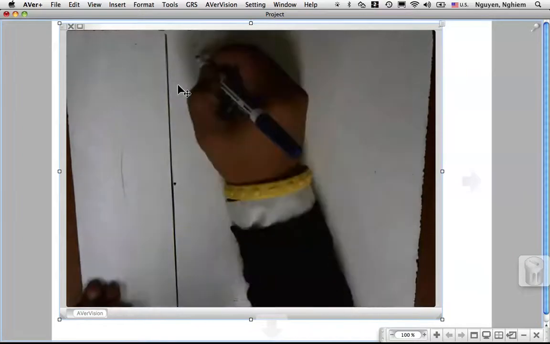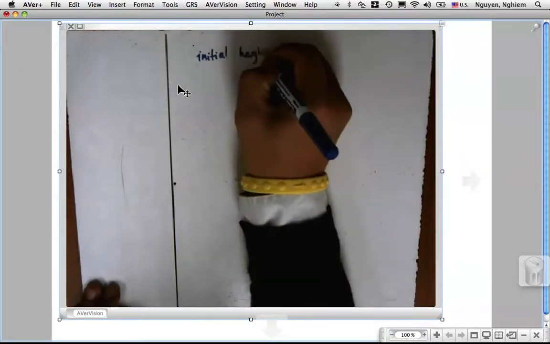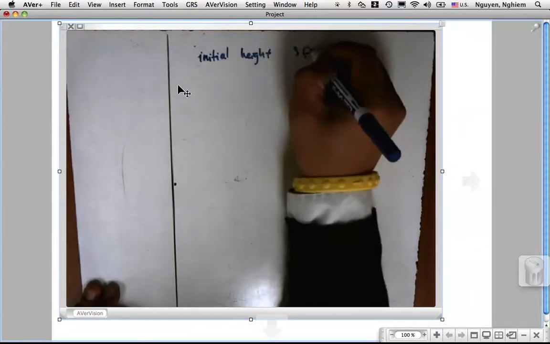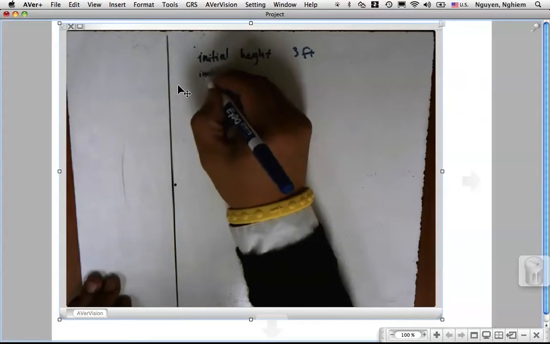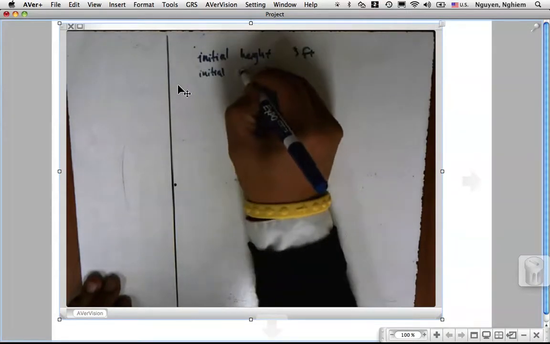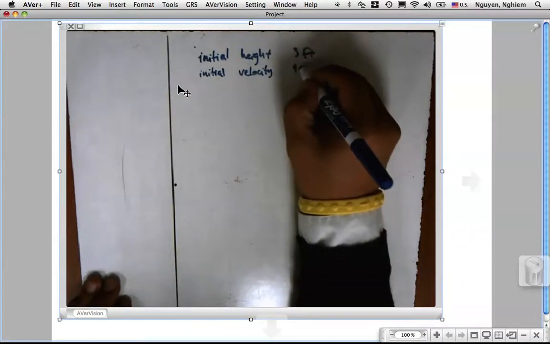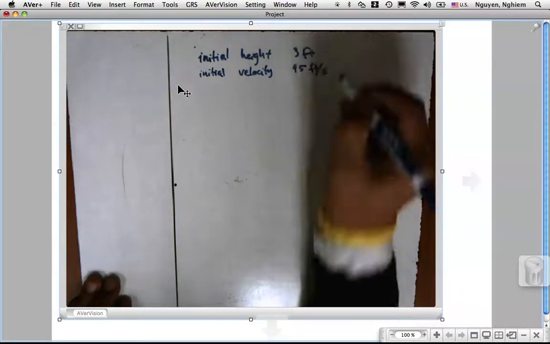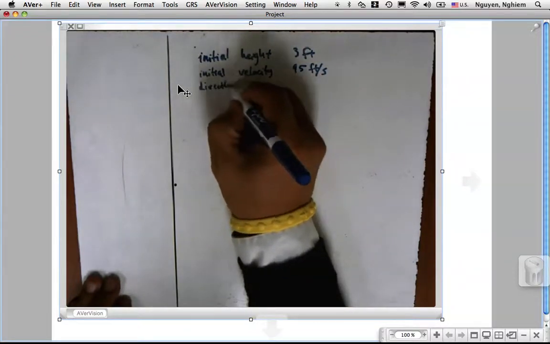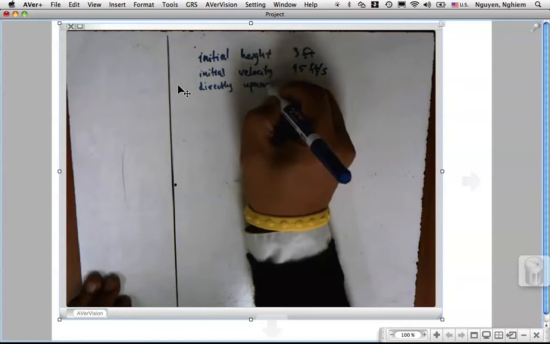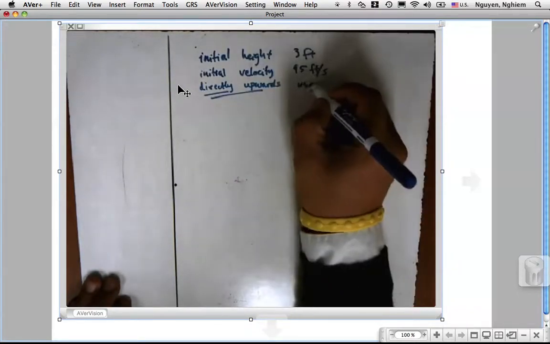So this is the initial height, and this was 3 feet. Okay. And then it says that the initial velocity was 95 feet per second, and then it was directly upwards. Okay, directly upwards. So we can basically use the free fall equation.